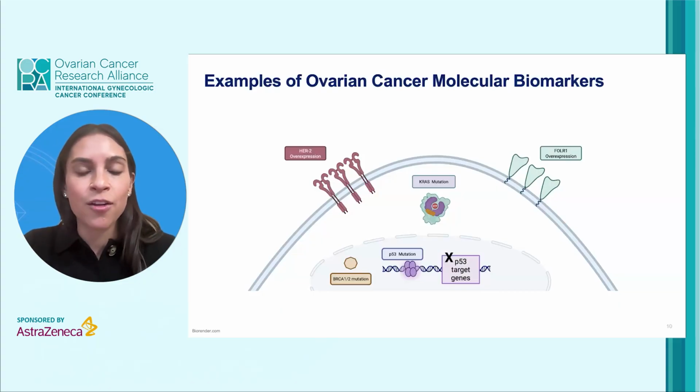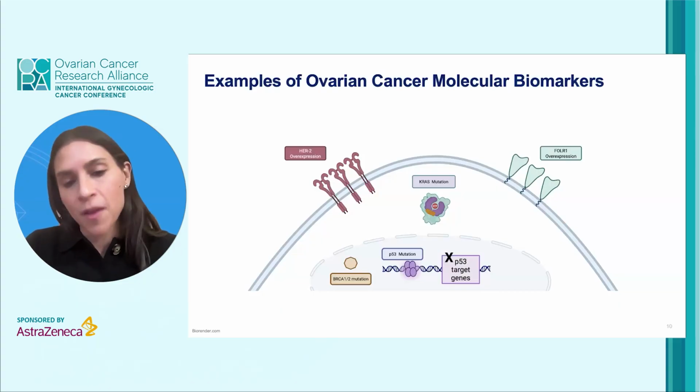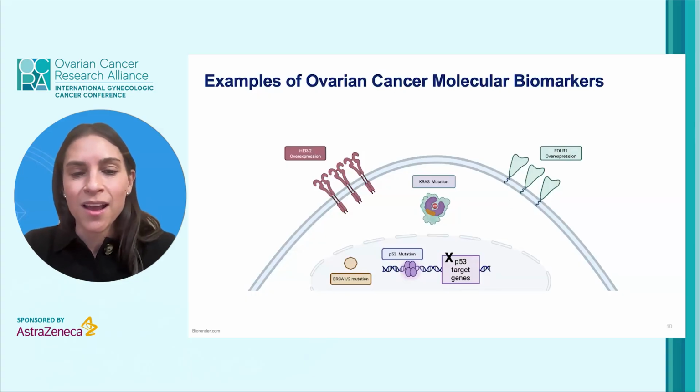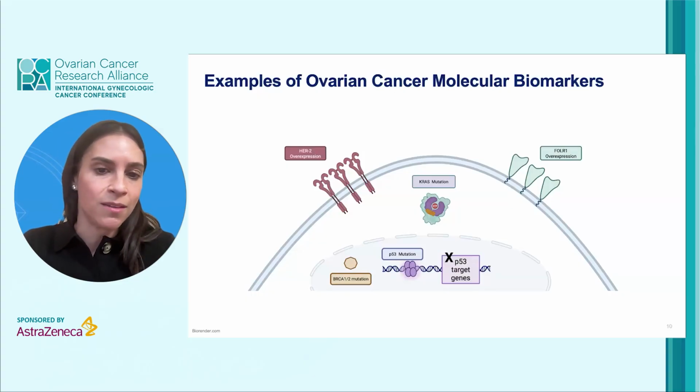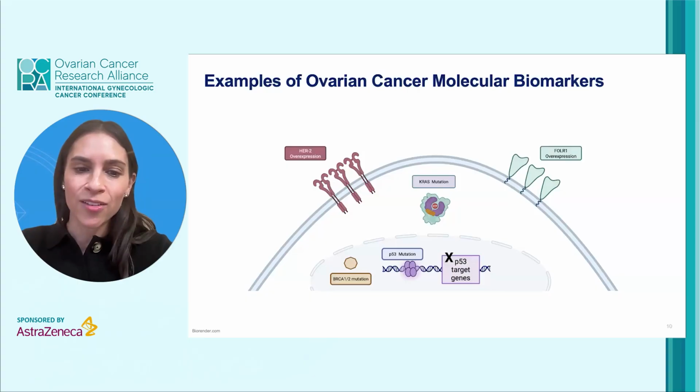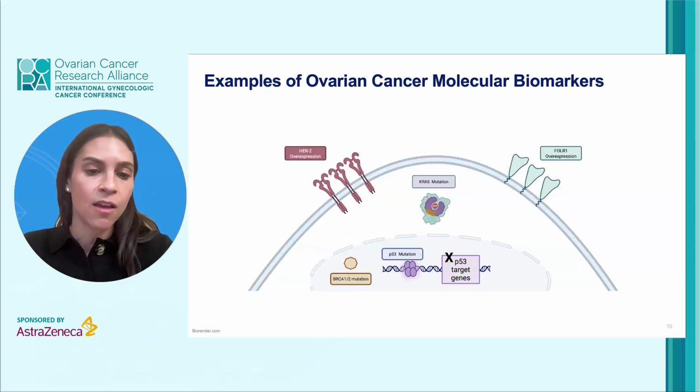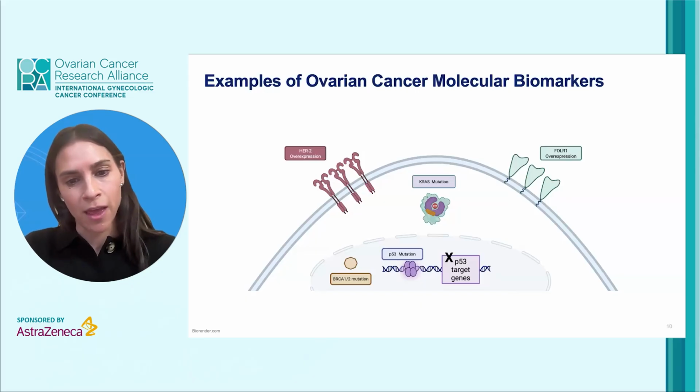KRAS mutations can occur in ovarian cancer, although it's relatively rare, but there are new drugs targeting KRAS that may become more mainstream in ovarian cancer as we continue to study them in clinical trials. BRCA mutations, BRCA1 or 2 mutations, which many of you may have heard of, are a biomarker in the DNA that can cause an abnormal BRCA protein, and that has implications for the treatment of ovarian cancer.